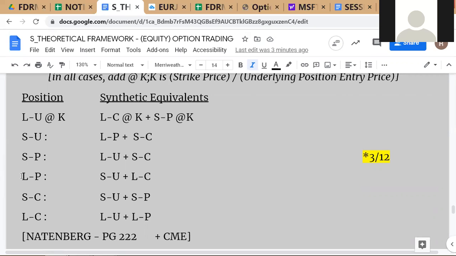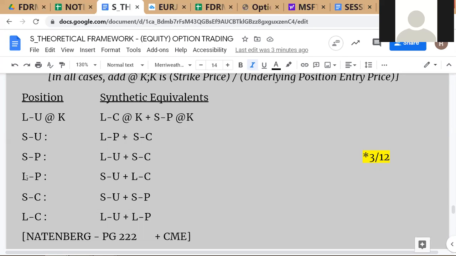So the way I execute a CRA strategy is I look at the market price of the put, I look at the market price of the call, and I look at the synthetic short underlying position, how much it would cost me to go short the underlying. I know that this is the position and this is the synthetic equivalent. And then I look at the two prices for the two components.